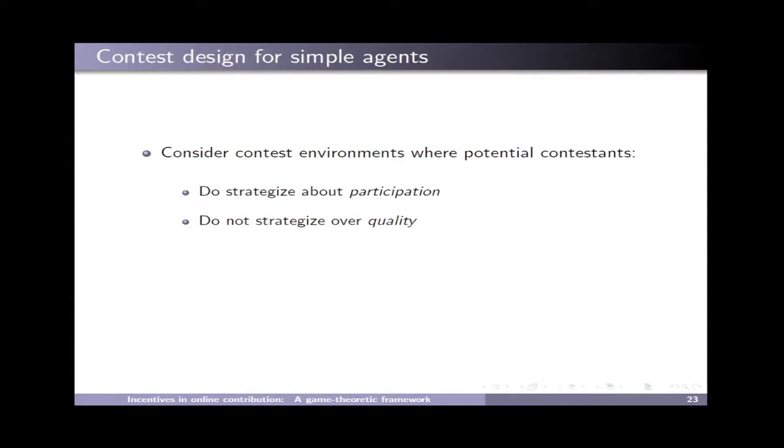So what we're talking about here is contest. So let's think about the contest design problem for simple agents. So think about contest environments where potential contestants strategize about participation, but don't strategize over quality. What do optimal contests for simple agents look like? And now to make any sense of this question, I need to introduce for the first time a little bit of math.